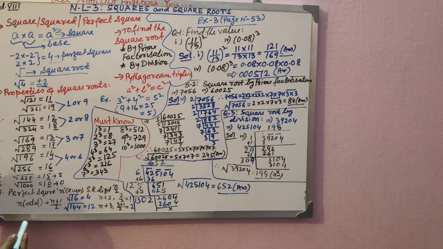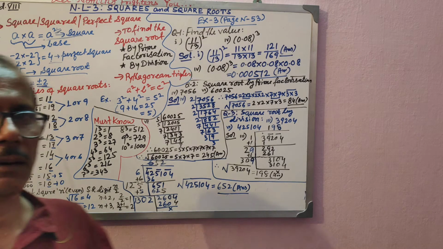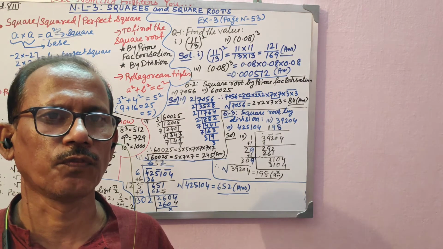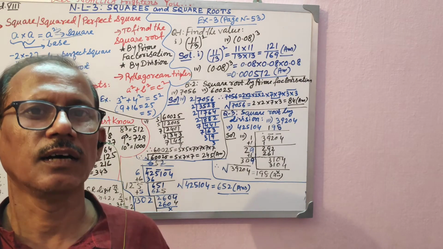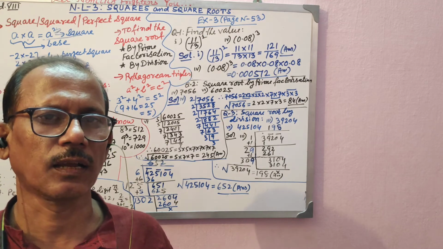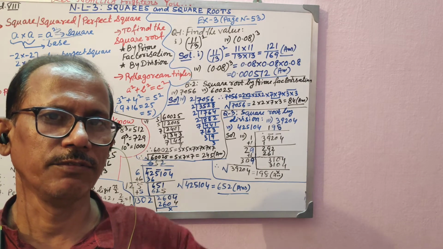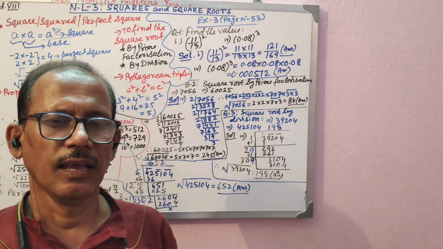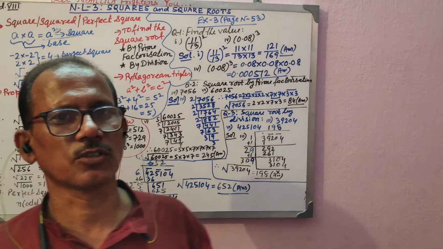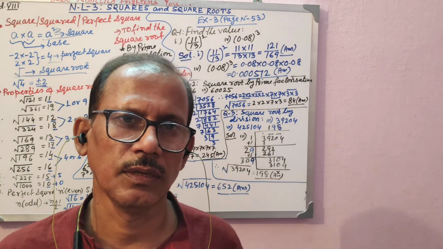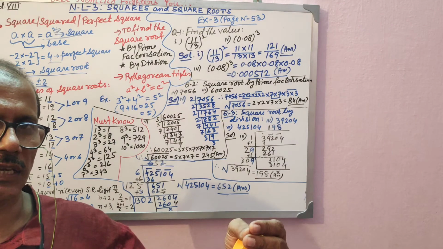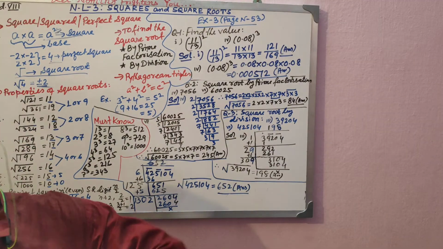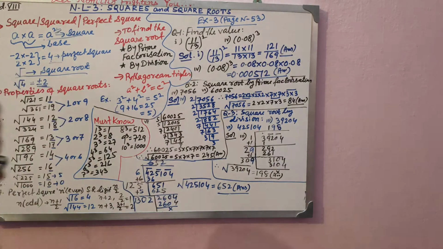Now, any perfect square number ending with 5, definitely the square root of that number will have unit digit 5. Or any number whose unit digit is 5, its square value always will end with 5. Any number whose unit digit is 0, its square value always will end with 0. These are all the things. You go through them once, you will understand better.